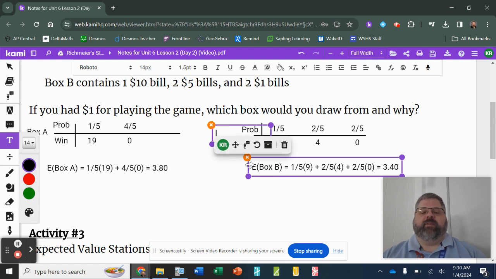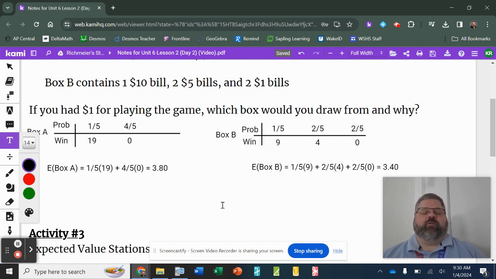and I forgot to label this as box B, so let's do that. This is box B. If I take that risk and draw from box A, on average, I would win $3.80. Now, if I'm only doing this one time, yes, there's a higher probability that I'm not going to win anything at all. But in the long run, I have a better chance of winning something on average.